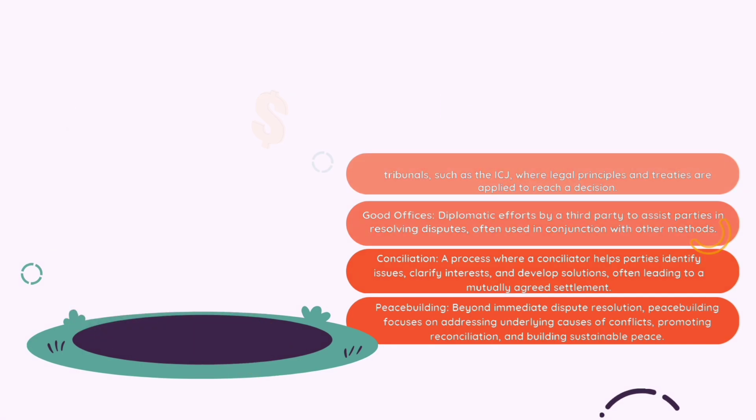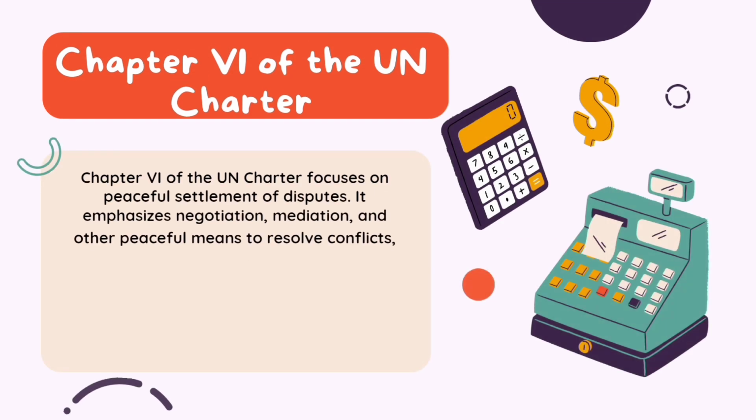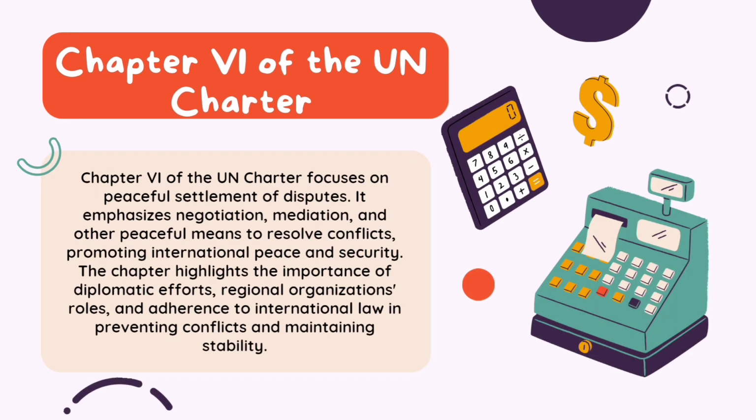Chapter 6 of the UN Charter focuses on peaceful settlement of disputes. It emphasizes negotiation, mediation, and other peaceful means to resolve conflicts, promoting international peace and security. The chapter highlights the importance of diplomatic efforts, regional organizations' roles, and adherence to international law in preventing conflicts and maintaining stability.